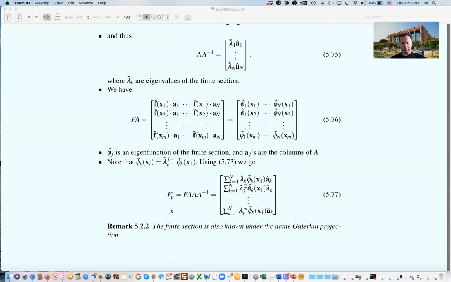So, often the finite section is also named the Galerkin projection. In the case when we don't have the orthonormal basis vectors, it would be the Petrov-Galerkin. That's the nomenclature for that.